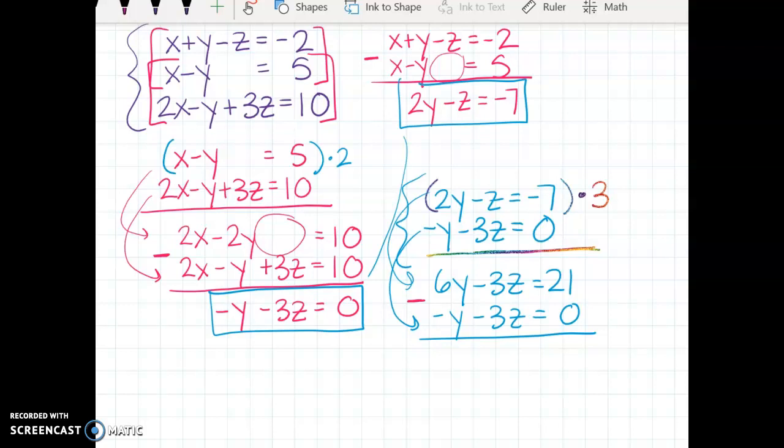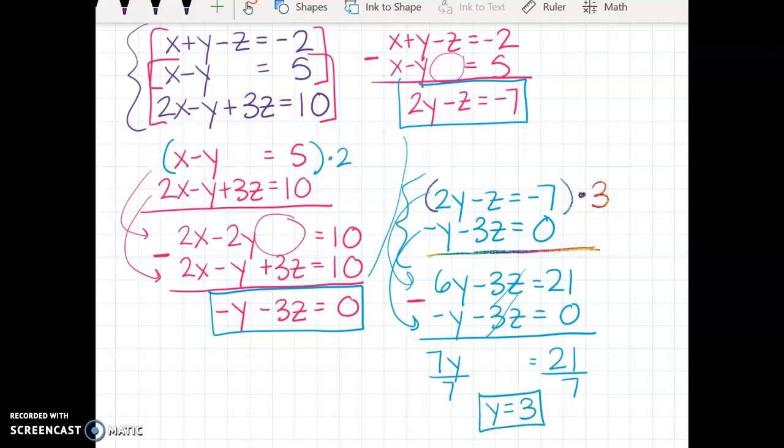So 6y minus a negative y is 7y. Negative 3z minus a negative 3z is 0. 21 minus 0 is 21. Divide by 7, so y equals 3.